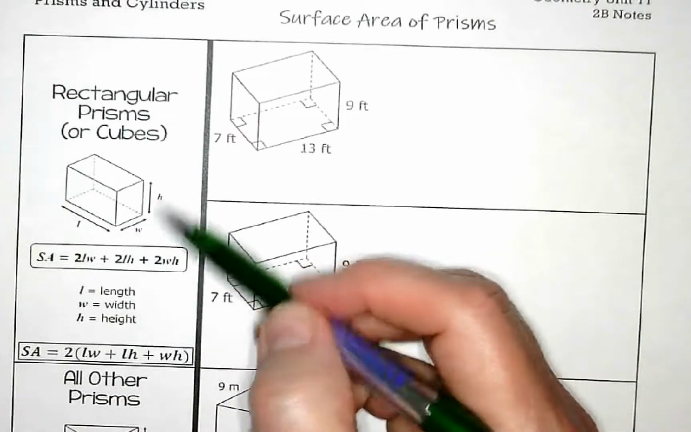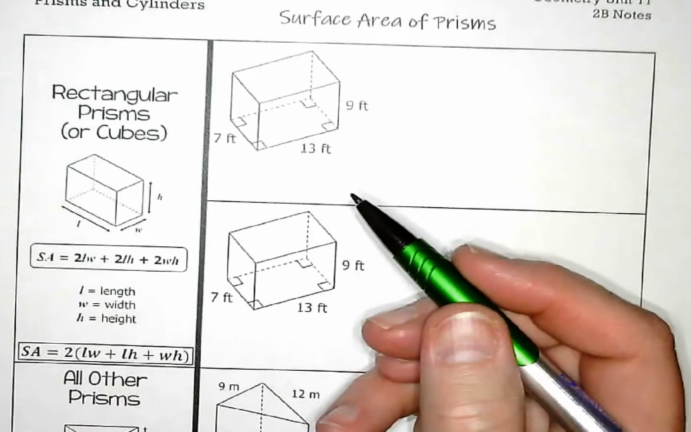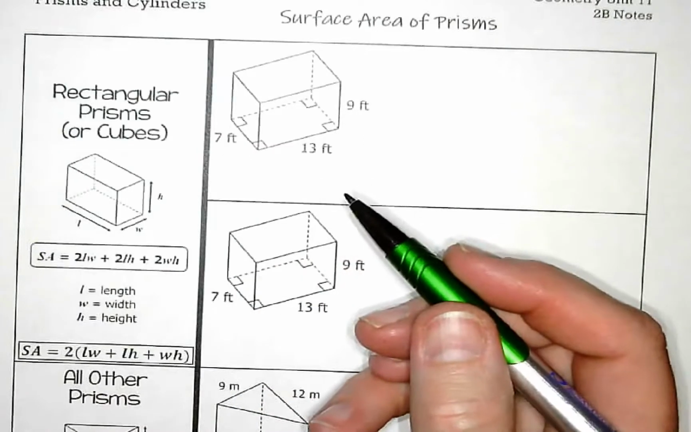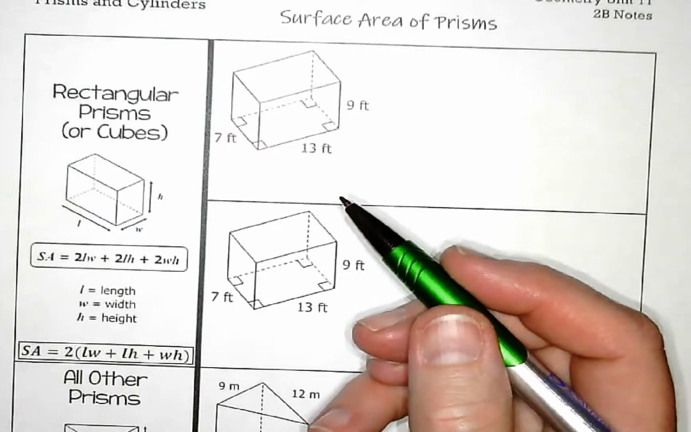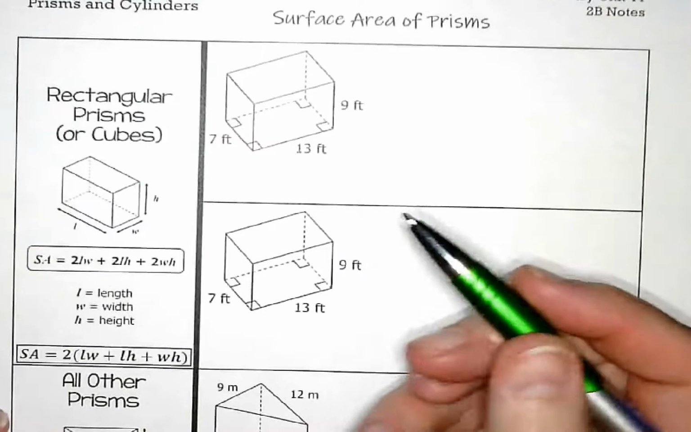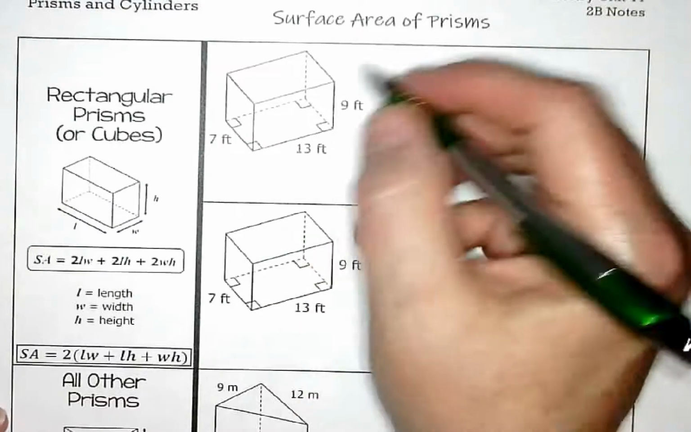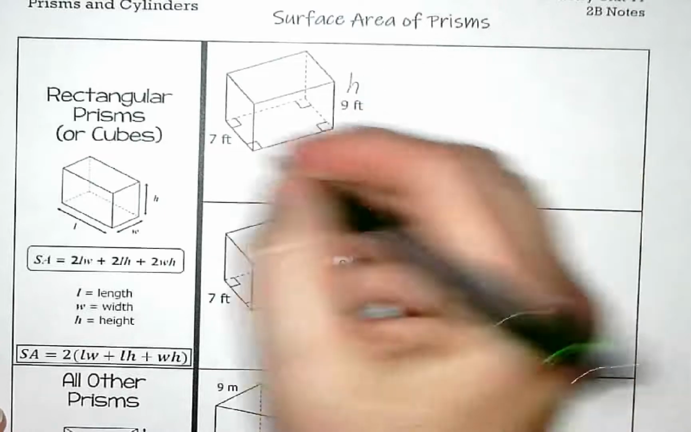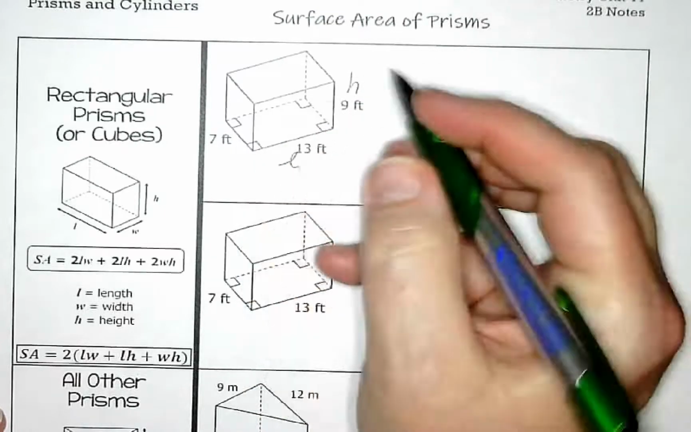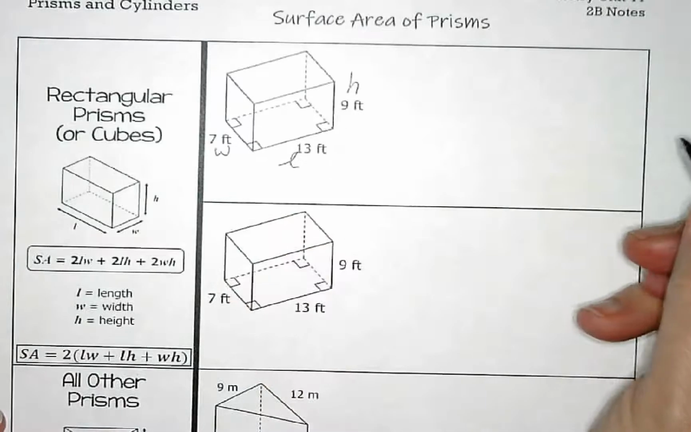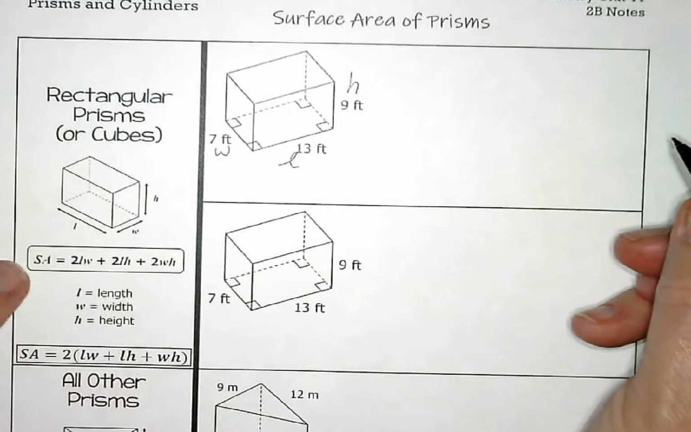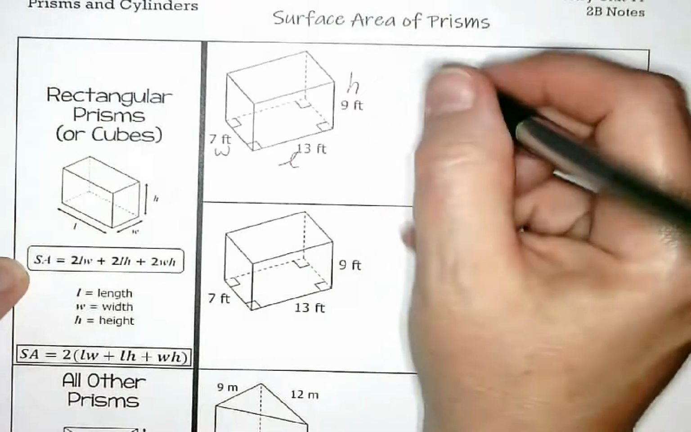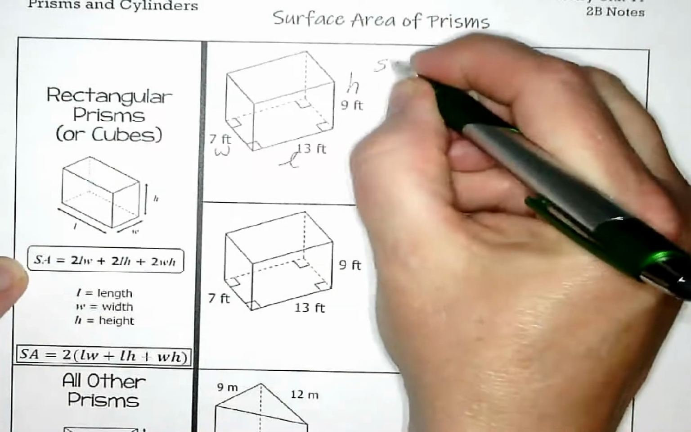The key thing is, it doesn't matter which one is L, which one is W, or which one is H, because you can always turn the prism around and it's going to look different. I usually, if it's up and down like this, say that one's the H, and then the length is usually the longest one, and the width the shortest. But it doesn't matter, because all we're going to do is take those measurements and put them into the formula. So I'm going to use this formula right here. The only thing you have to do is be very methodical.